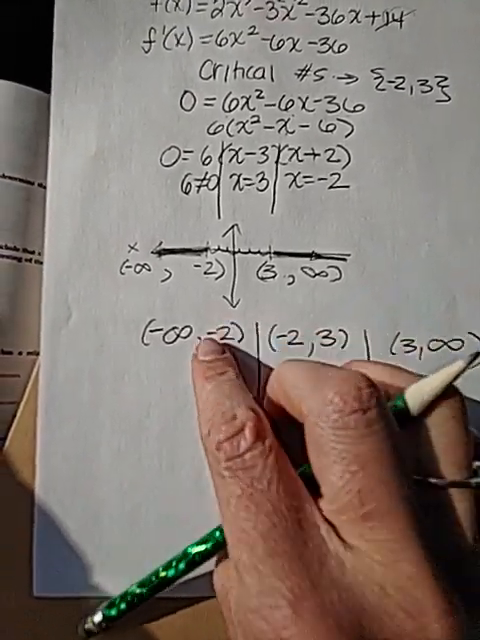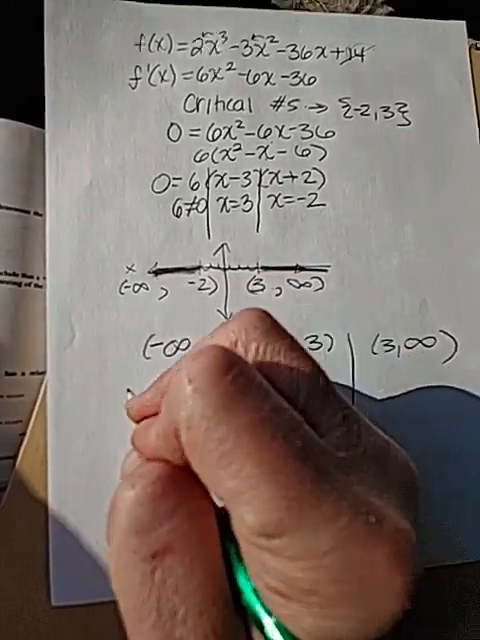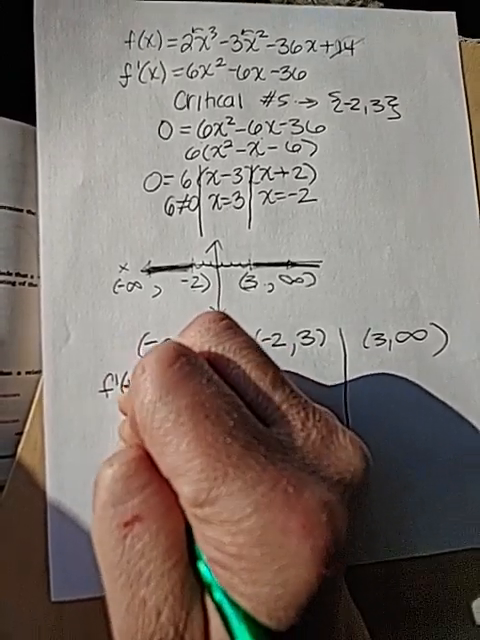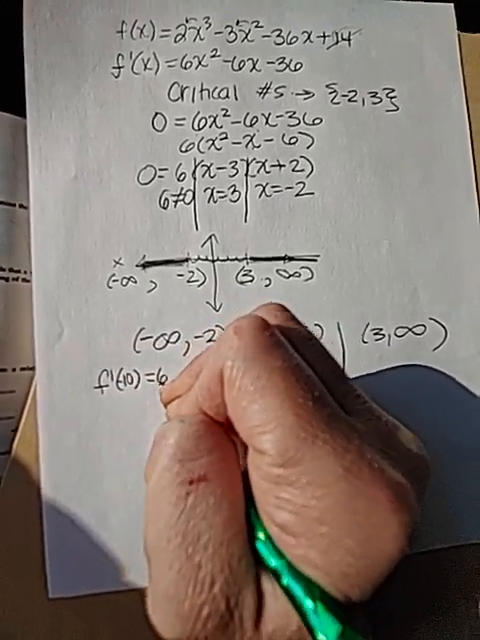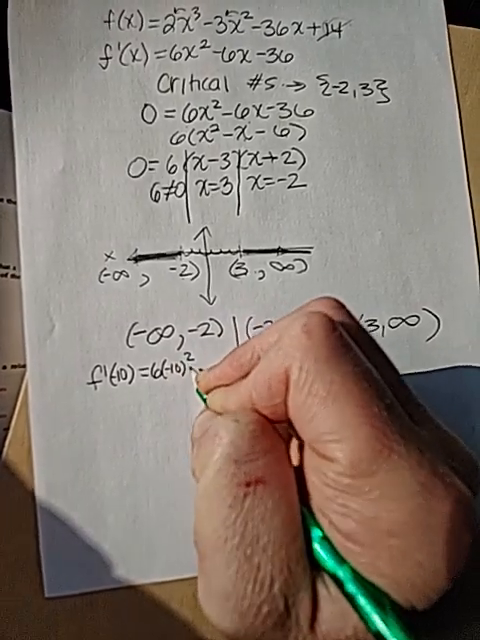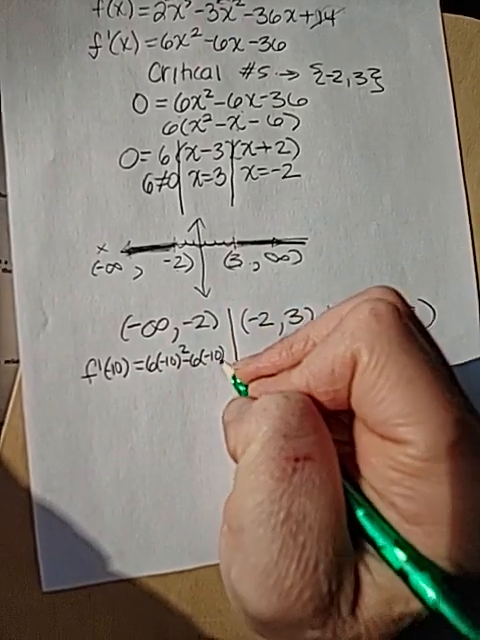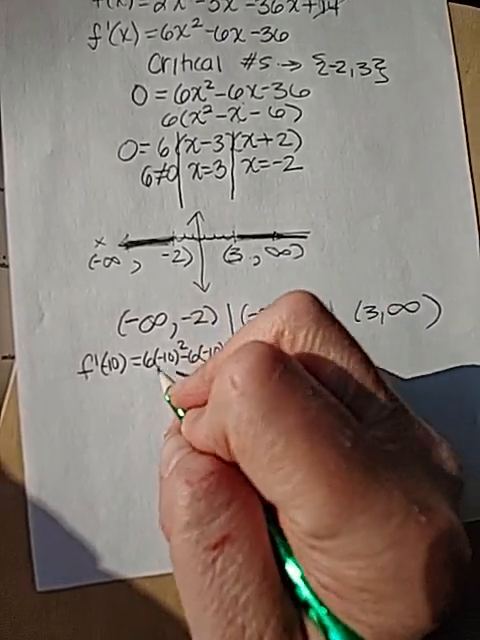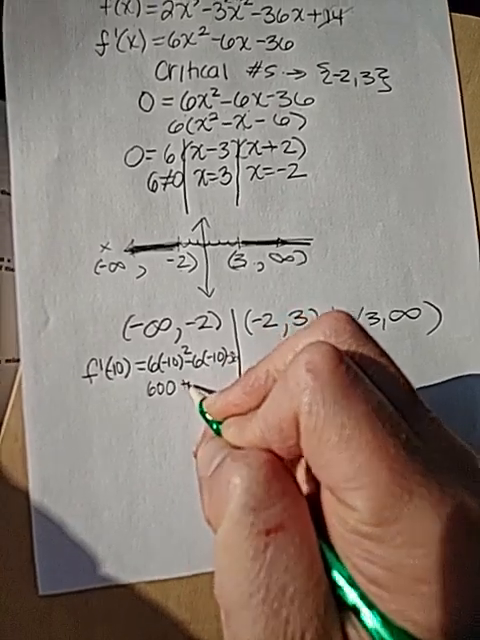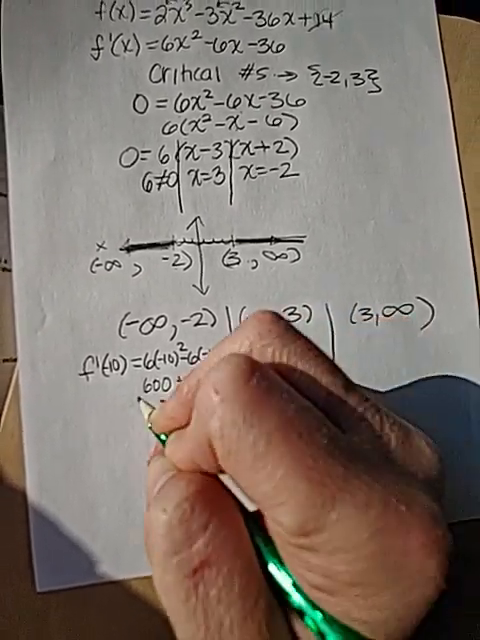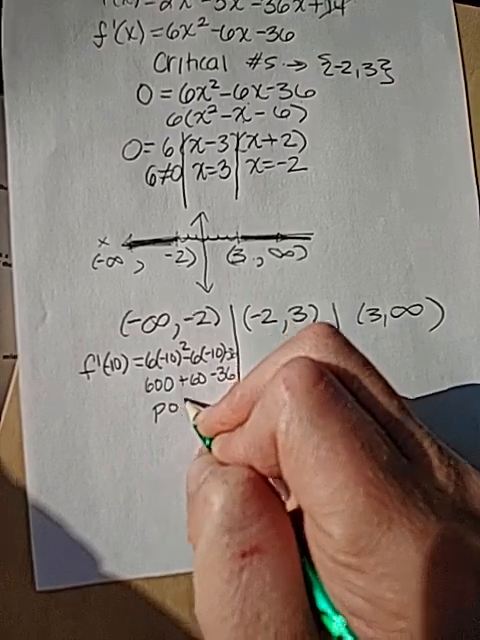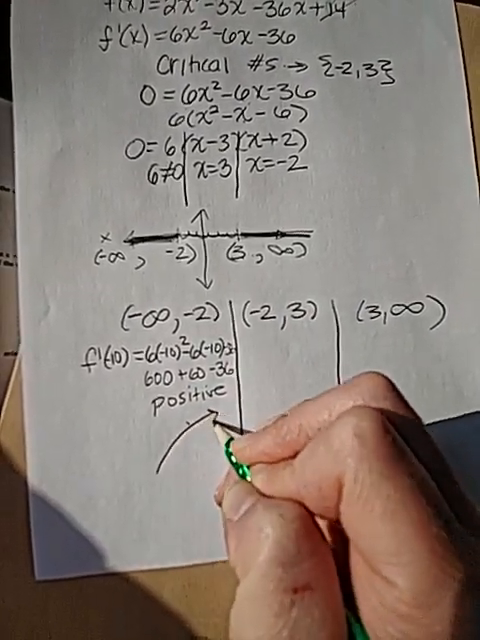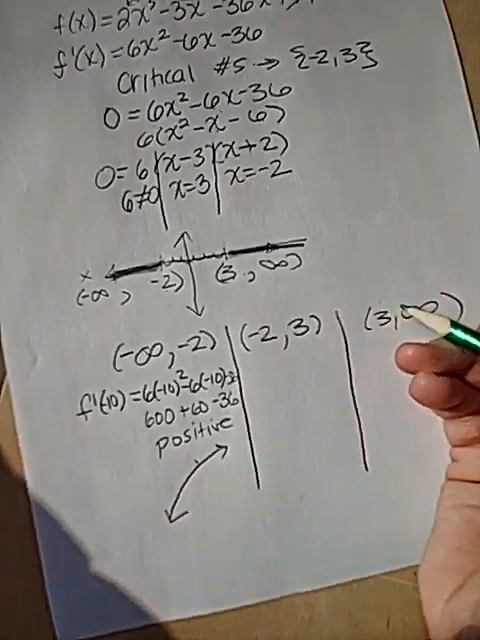Okay, so I'm going to use negative 10 in this interval. So I'm not using a calculator. It's a pretty easy number to evaluate. Okay, so when I evaluate negative 10, this becomes positive. So this is 600. This becomes positive. So I know for sure that this value is positive, and that's all that I care about. Because it's positive, I know that my function is going to be increasing on this interval.